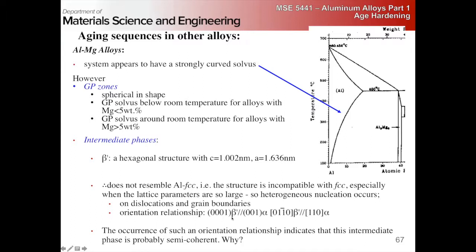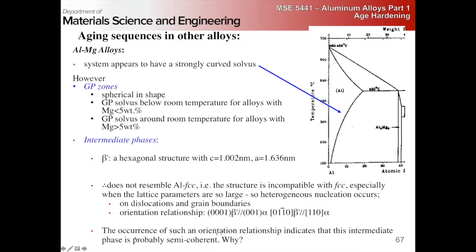And so what these orientation relationships tell us is how that interface represents a low energy interface configuration between those two crystals, and it's going to tell us what the atomic arrangement of that interface always is. So I threw a statement in here: the occurrence of this orientation relationship indicates that the intermediate phase is probably semi-coherent.